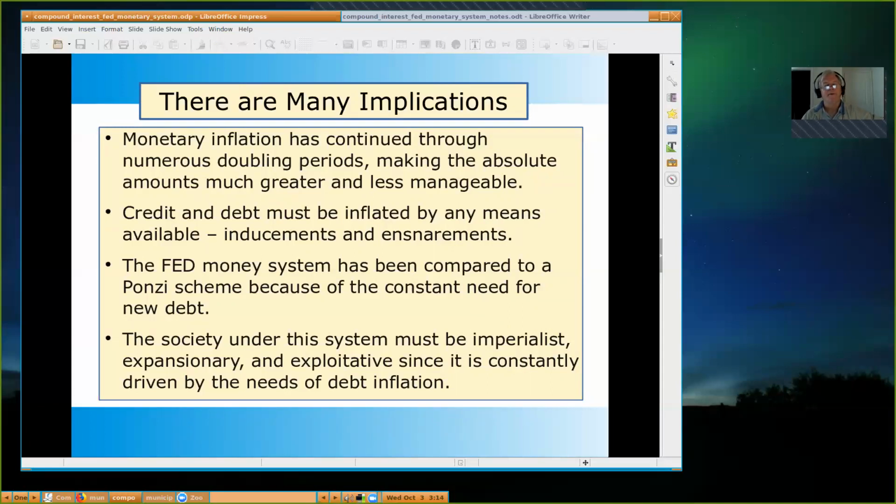So the Federal Reserve money system has been compared to a Ponzi scheme because of the constant need for new debt. I think there's an implication that a society under this type of money system must be imperialist, expansionary, and exploitative because it's constantly driven by the need of debt inflation.